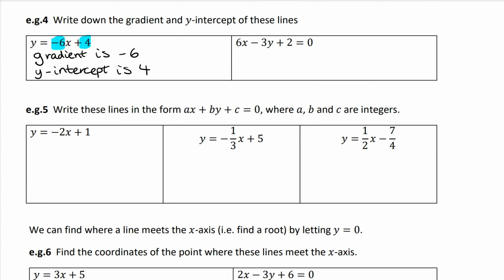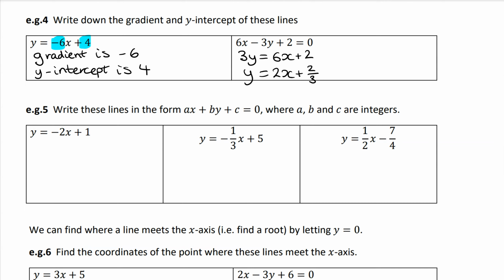For the second problem, we're going to need to rearrange this equation into the form y equals mx plus c before we can state the gradient and the y-intercept. So, I'm going to add 3y to both sides and divide both sides by 3. Make sure that you divide both terms here on the right hand side by the 3.